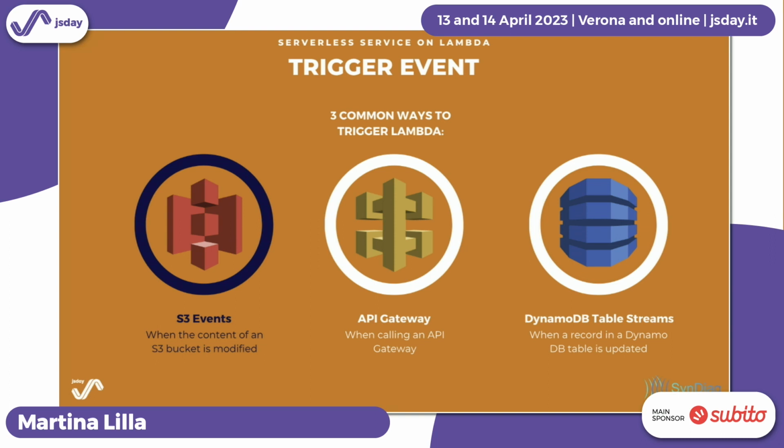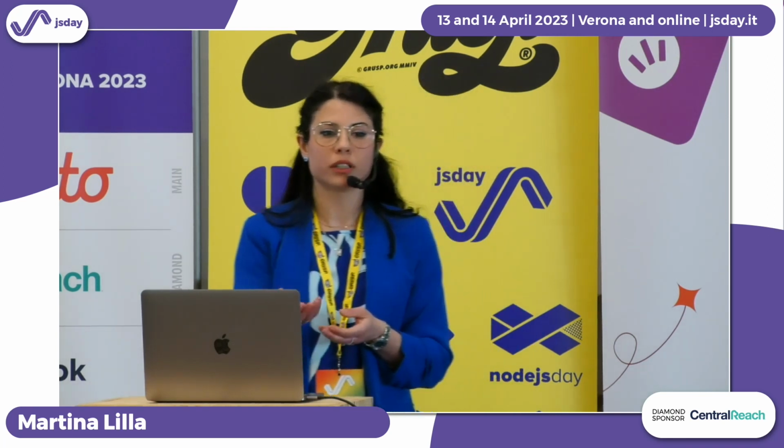Then the other kind of event is API Gateway. So it means that when someone or something calls an API Gateway, the Lambda will be triggered. And finally, we have DynamoDB table streams. So it means that when a record in a DynamoDB table is updated, it will trigger your Lambda. For our purpose, the event in which we are interested is the S3 event, because we are waiting for a new video to be uploaded in our target bucket to convert it.